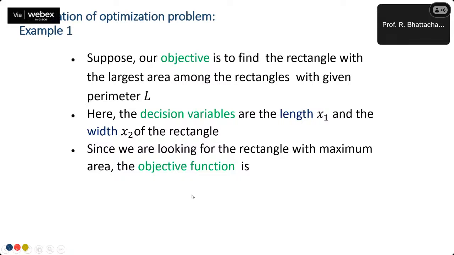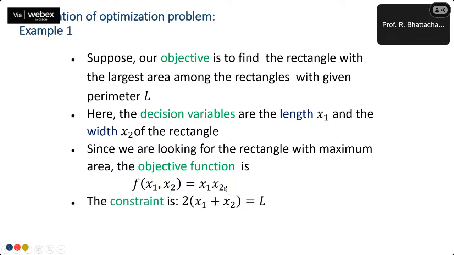Since we are looking for a rectangle with maximum area, the objective function, which is a function of x1 and x2, is x1 times x2, that will give us the area. And the constraint is 2 times (x1 plus x2), 2 times the sum of the length and width, which is the perimeter, equal to L.